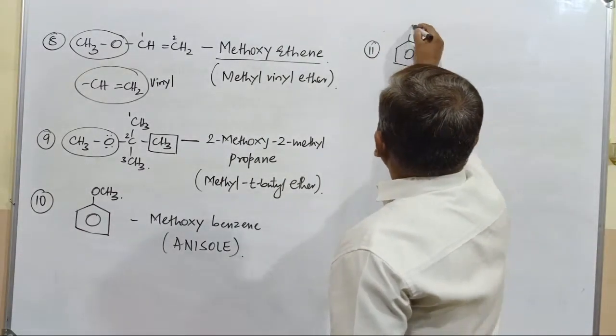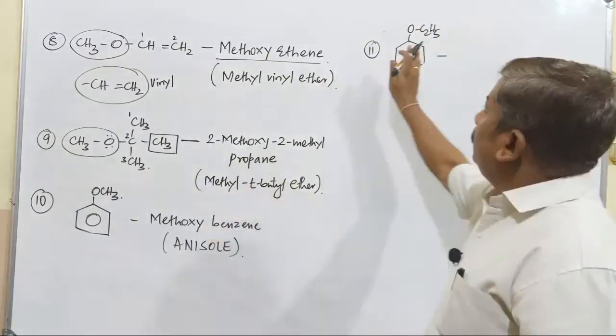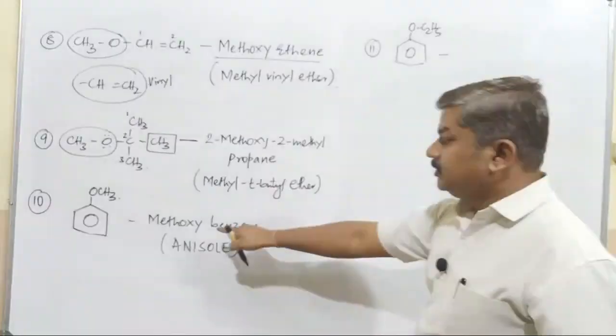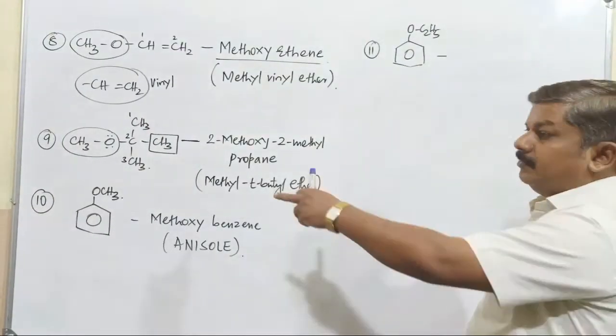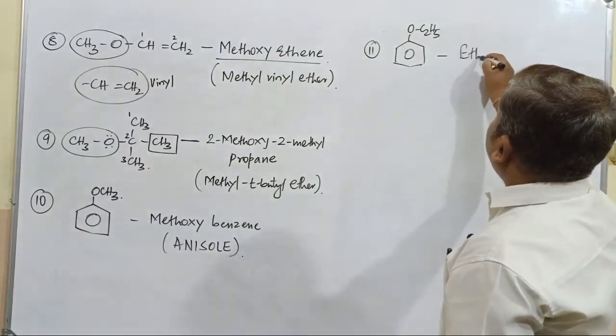Number 11. This is OC2H5. There it was CH3, now here it is C2H5. If OCH3 is methoxy, so what's the IUPAC name here? What is OC2H5? It is ethoxy.